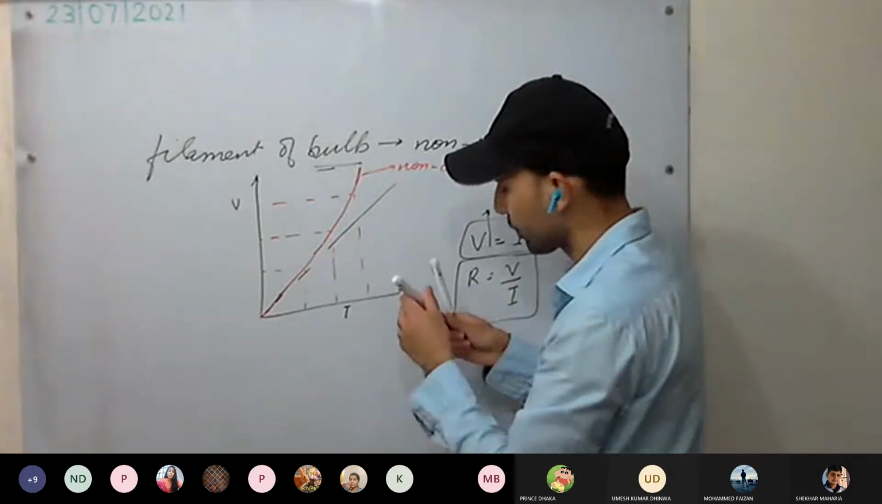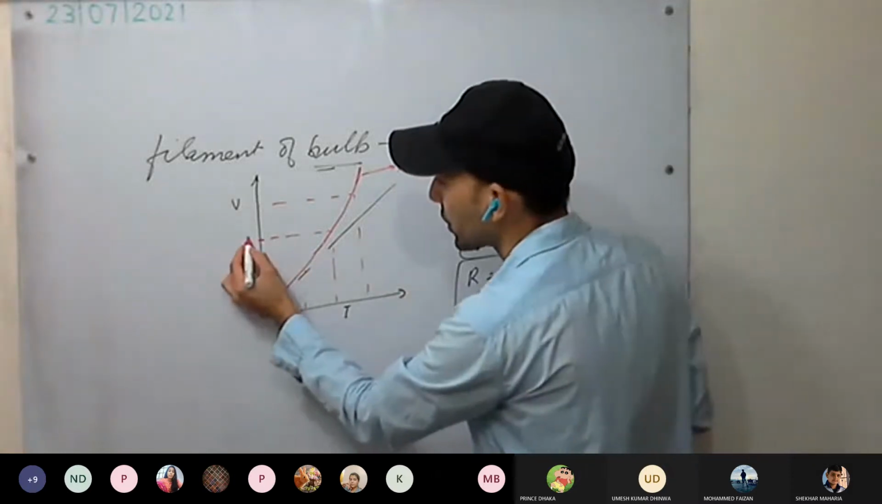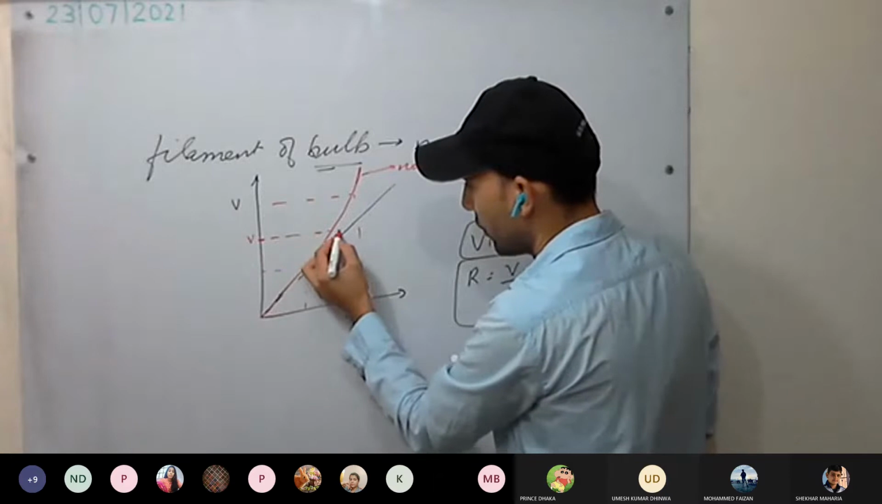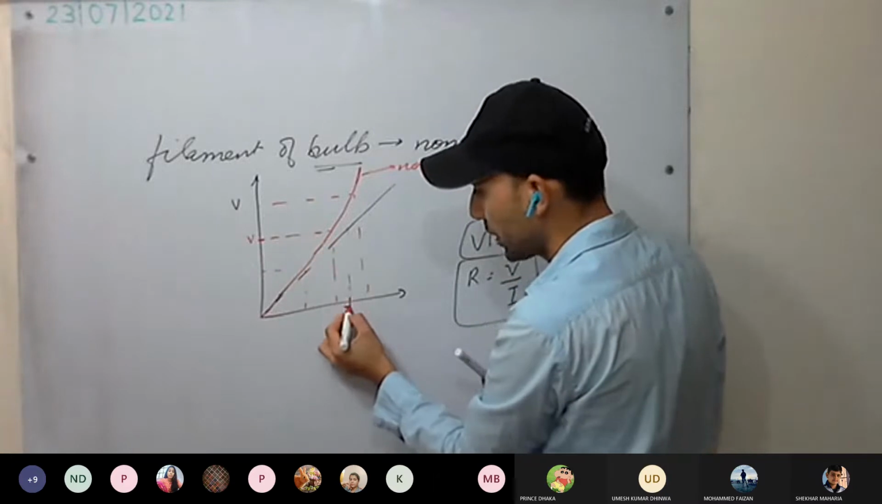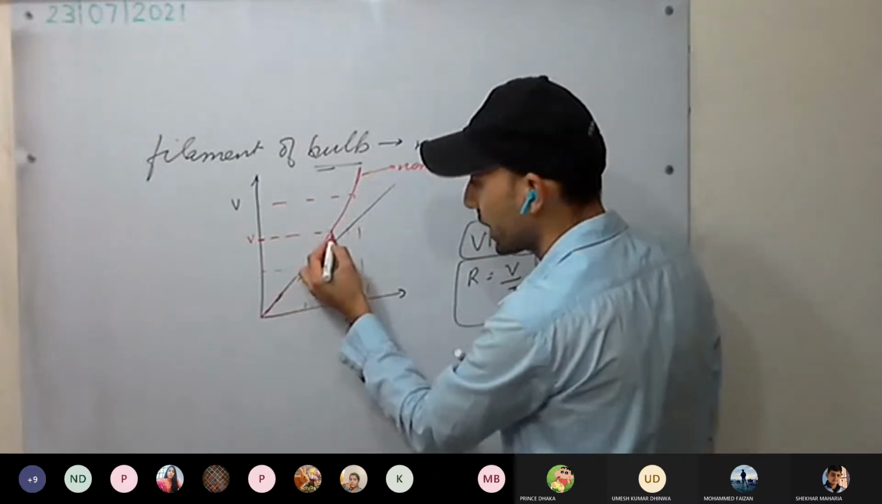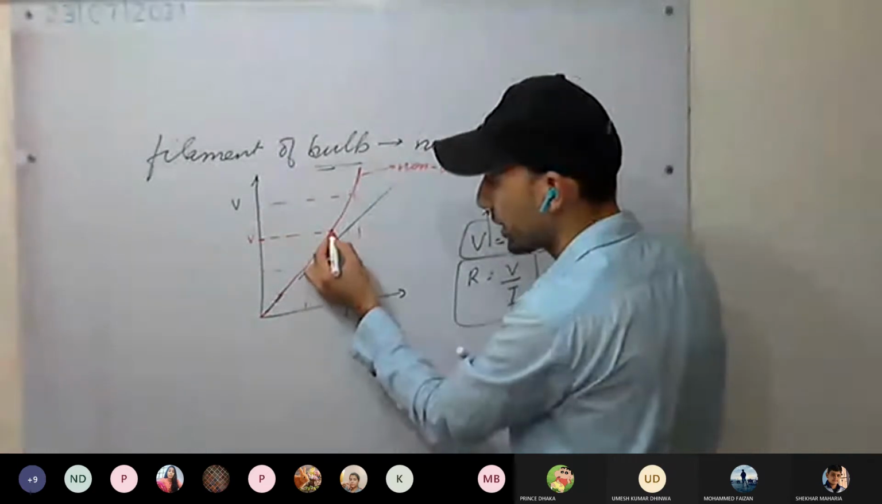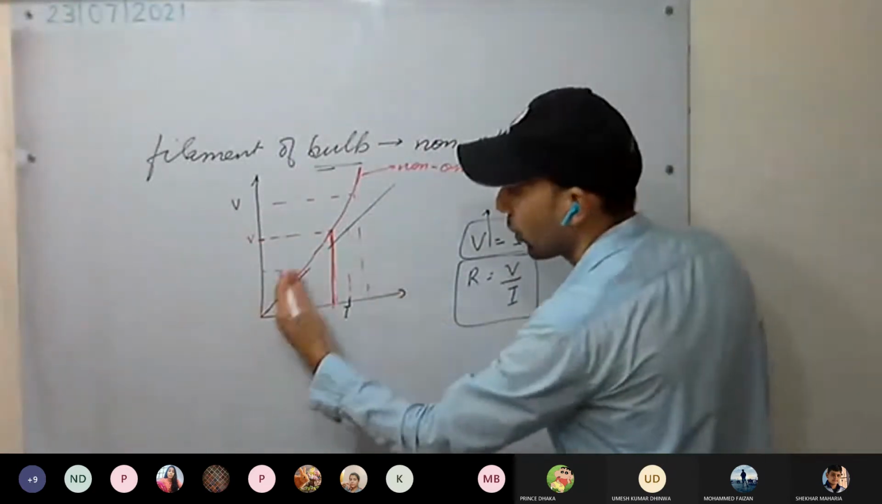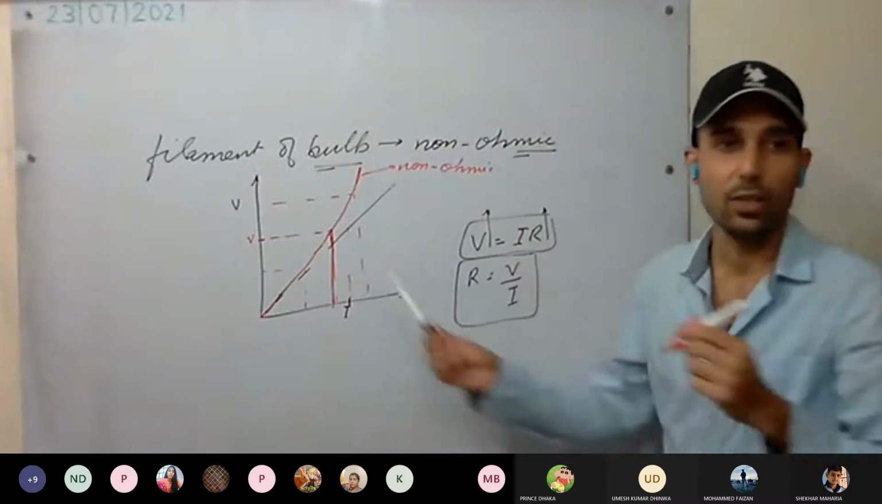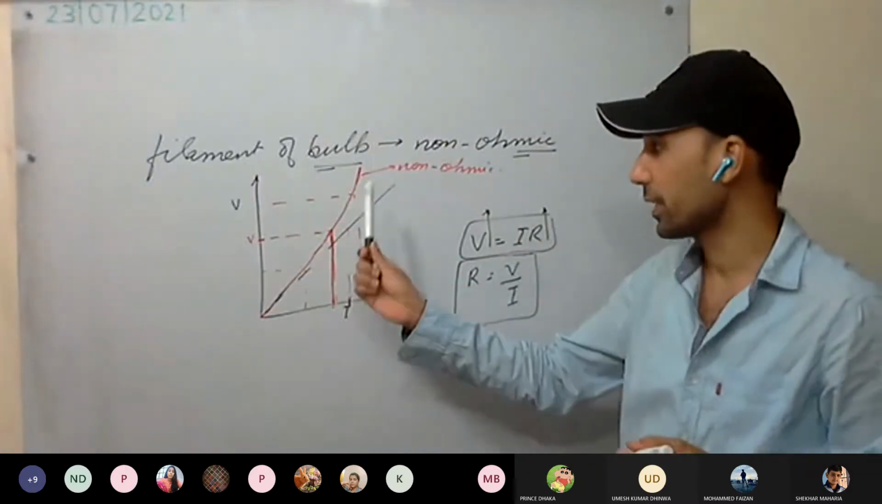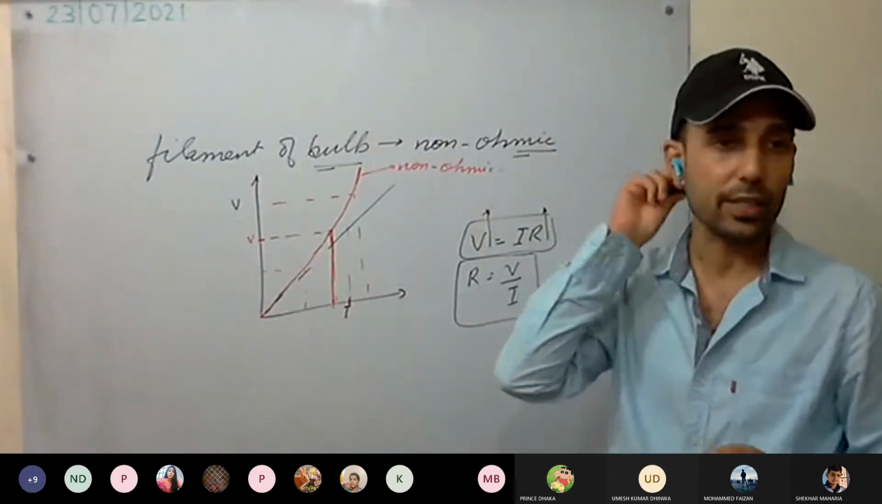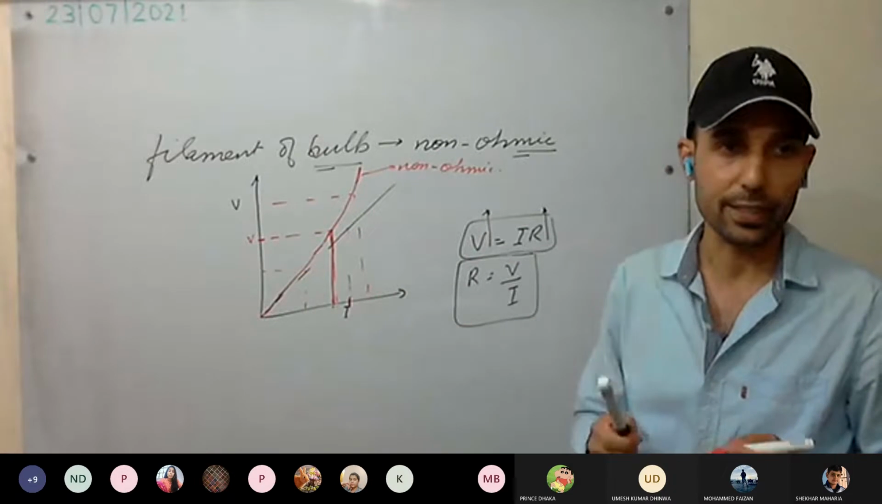You can see as well at this voltage, with the ohmic conductor, this must be the current, but with the non-ohmic, this much will be the current. It means resistance has increased. The slope is increasing, resistance is increasing. So as we increase the potential difference, the resistance of non-ohmic conductors increases.